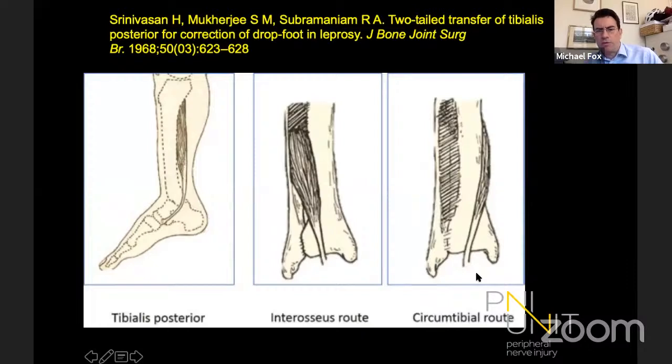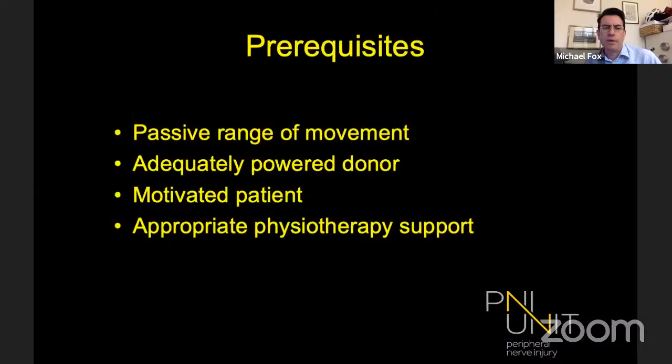So in terms of the different techniques, interosseous, circumtibial, I'm going to just talk through what I think might be useful in terms of the tips and tricks and the things that we see that make your life easier as an operating surgeon. The one that I tend to use, as long as I'm using the circumtibial route, will be through onto the tendon. So I will do a circumtibial onto tendons.